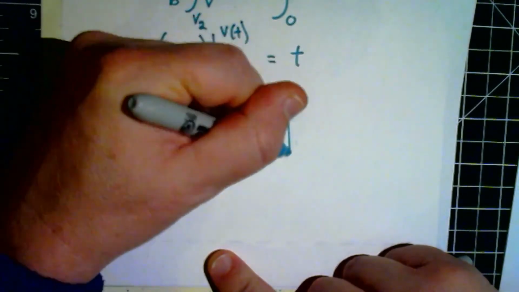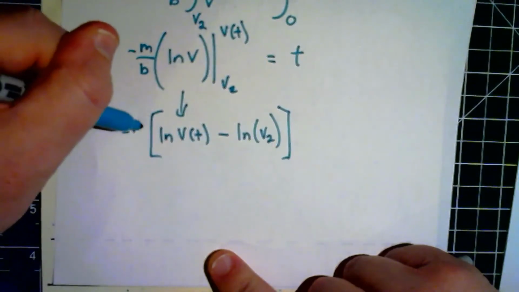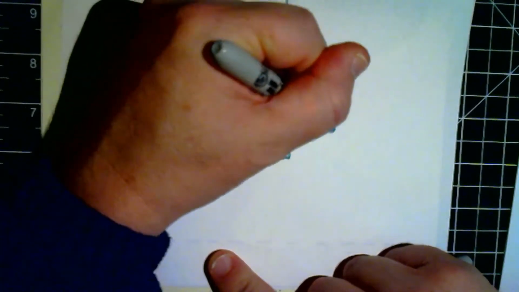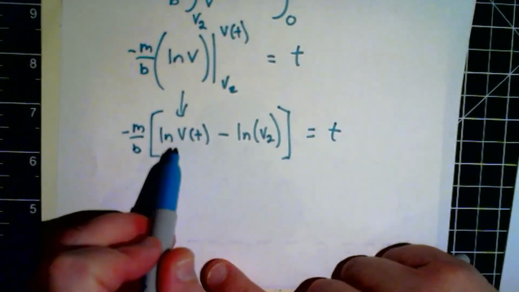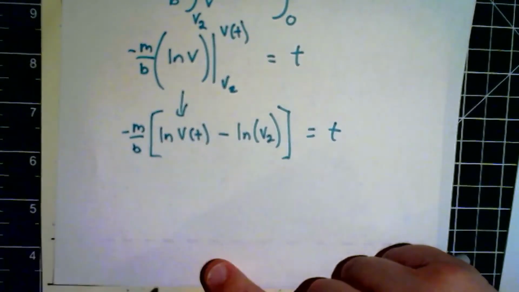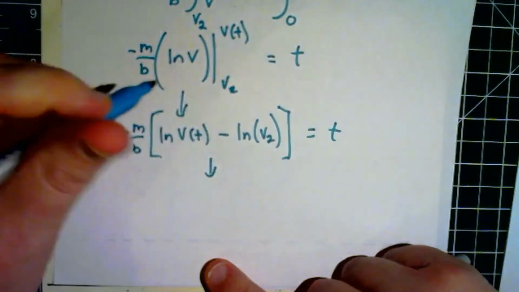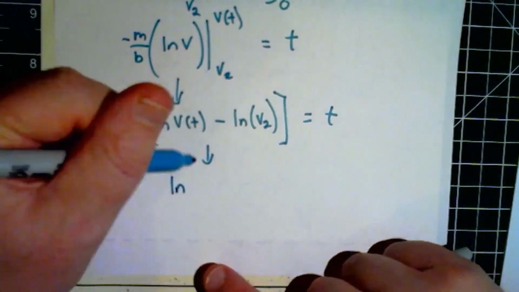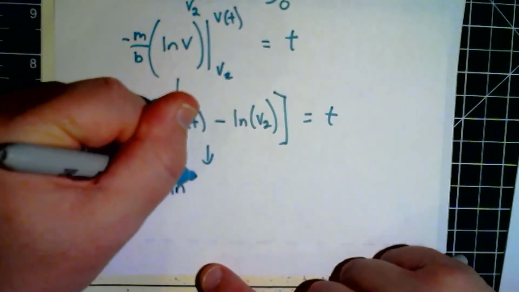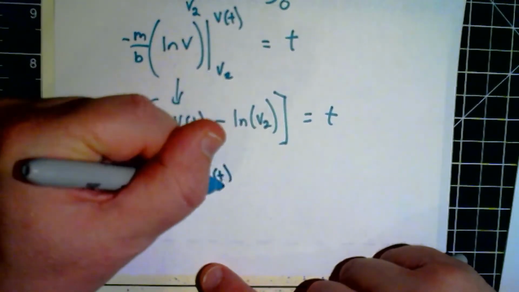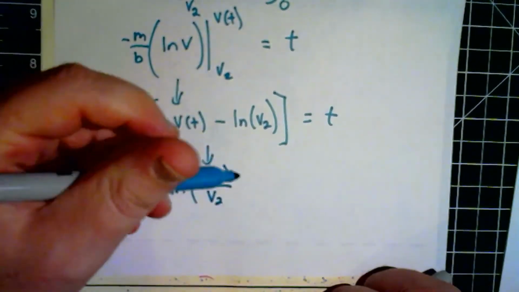And all that is still multiplied by this negative m over b out here. On the right-hand side stays the same. Now right here, I've got this natural log of something minus natural log of something. If you remember your log rules, you can rewrite that as a ratio. So I can write that as natural log of v of t over v2.